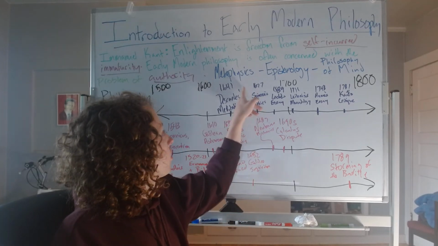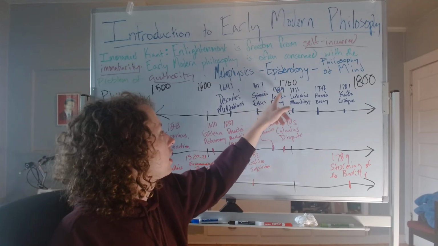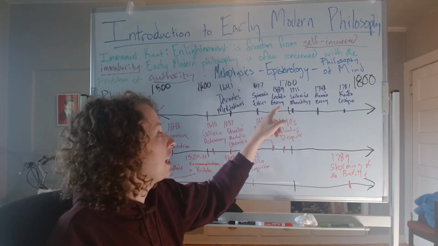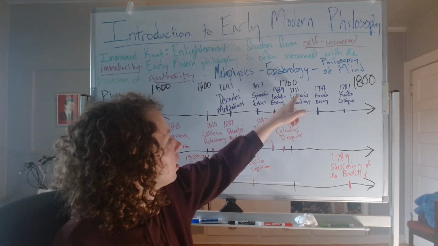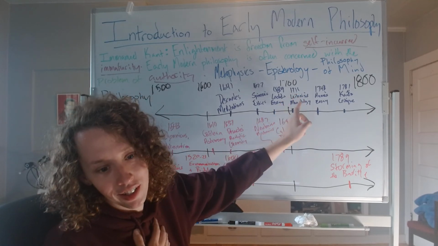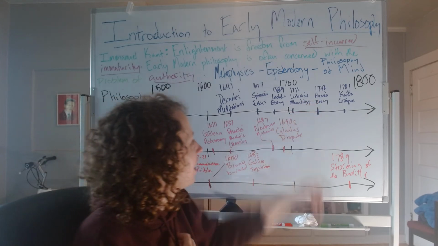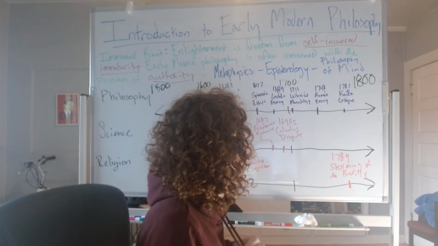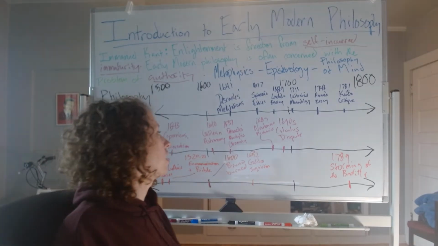So from 1641 to 1677, we have Spinoza's Ethics. 1689, we have Locke's Essay, so this is going to be the beginning of the empiricist tradition. We'll talk more about that. 1711 is Leibniz's Monadology. I have a soft spot in my heart for Leibniz, as you will see. I think that 1743 is Hume's Essay, and then 1781 is Kant's Critique of Pure Reason.